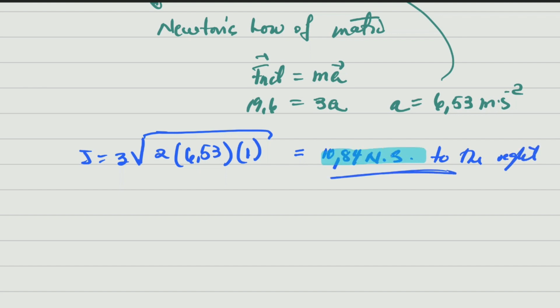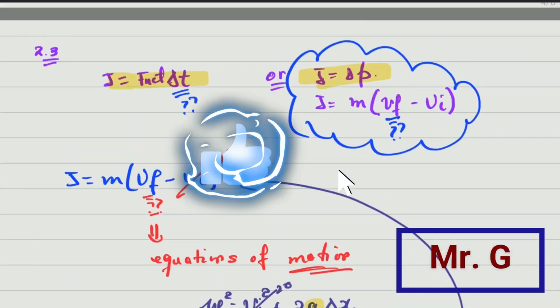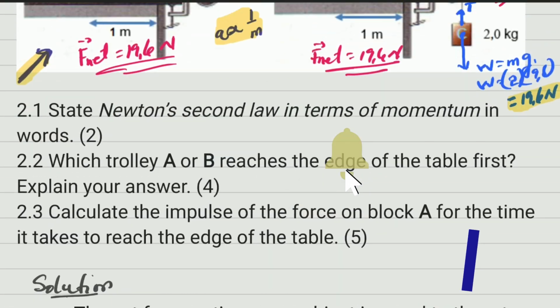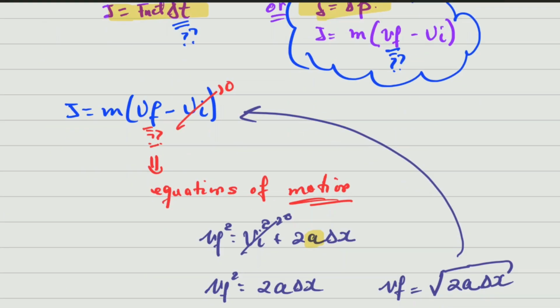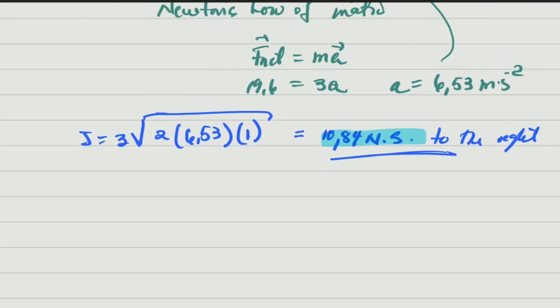This question is not easy, so I'm not going to tell you it's easy, because it's not. It's a lot of multi-step question. The most difficult one so far, I think, is to explain why A reached the end of the table before B, because the applied force is the same, or the net force, and that is quite confusing.